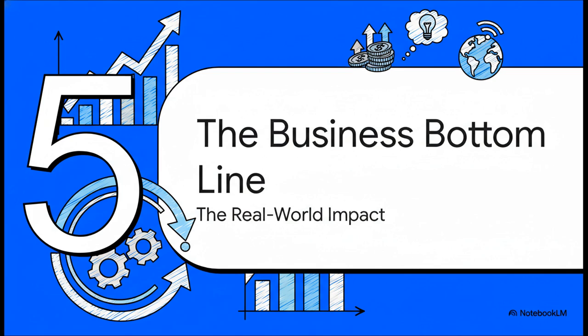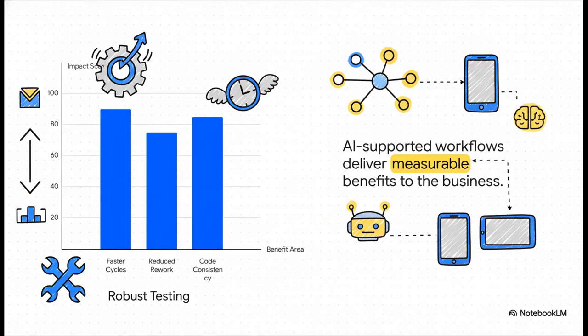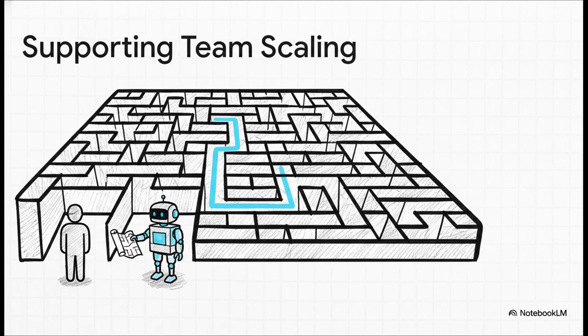Okay, so this is all great for the development team, but what does it actually mean for the business? How does this all translate into real-world results? Well, the benefits are pretty clear, and they're things that every business leader loves to see. Faster development cycles mean you beat your competition to market. Less rework means you're not wasting time and money fixing preventable mistakes. And better code consistency means you have a more reliable product. It's a win-win-win.